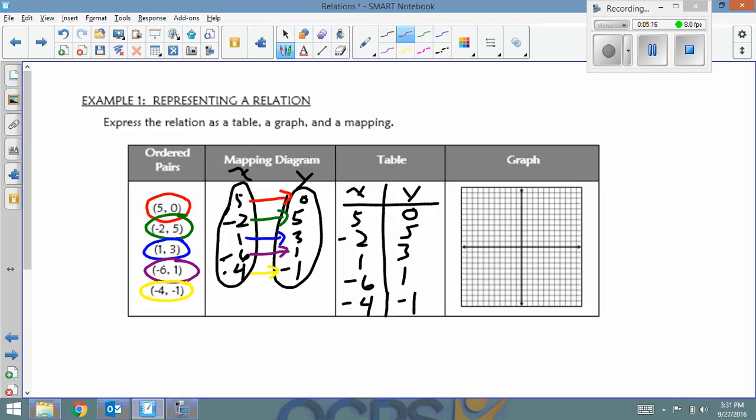Okay, and then to graph it, 5, 0 means I go right 5, and the 0 means I don't go up at all. So that's going to be right there. Okay, negative 2 means we start at the origin, go to the left 2, then go up 5. 1, 3 means I go right 1 and up 3.